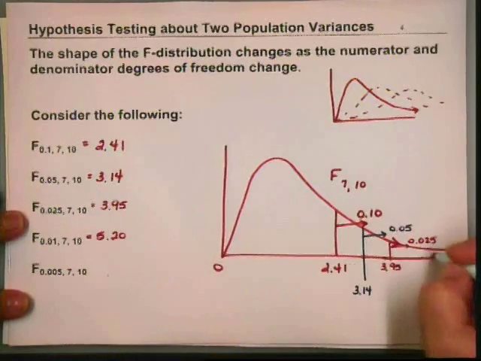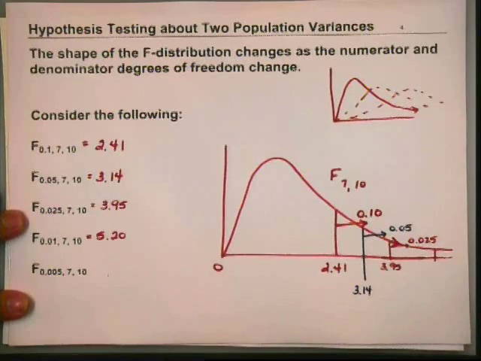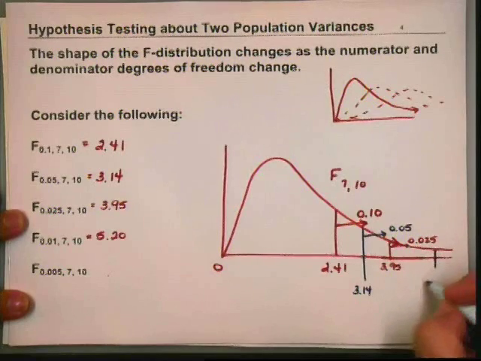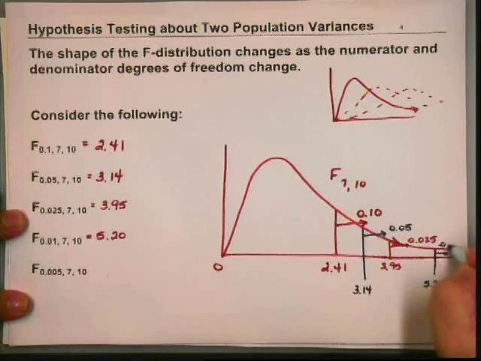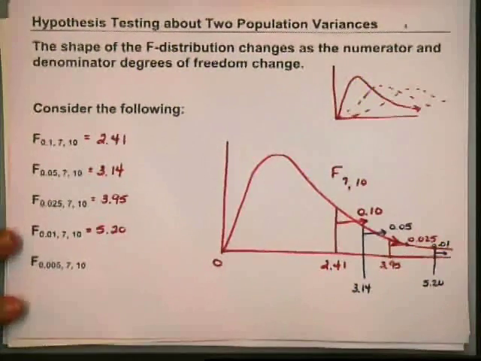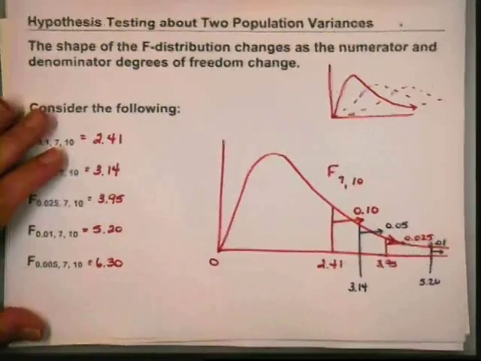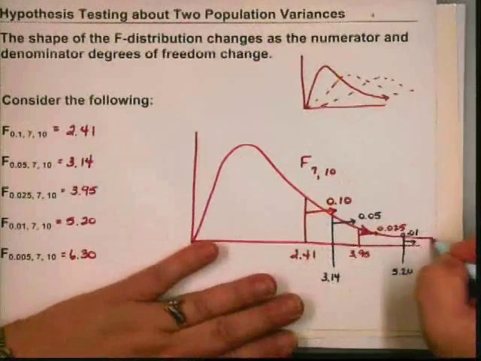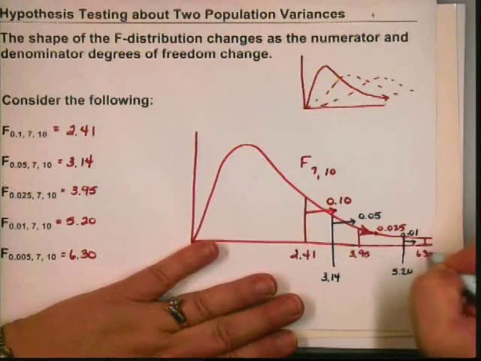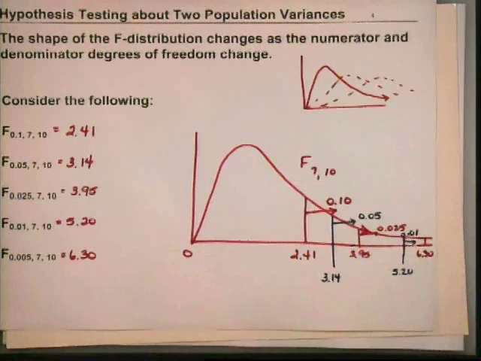.20, moving out a little farther. Supposed to be darker. Area to the right of that we have 0.01. Get my leading 0 there. And lastly, 0.005, column 7, row 10 is 6.30. I think that goes off the edge of my page here. So not to scale, but 6.30. And the area to the right of that is 0.005.